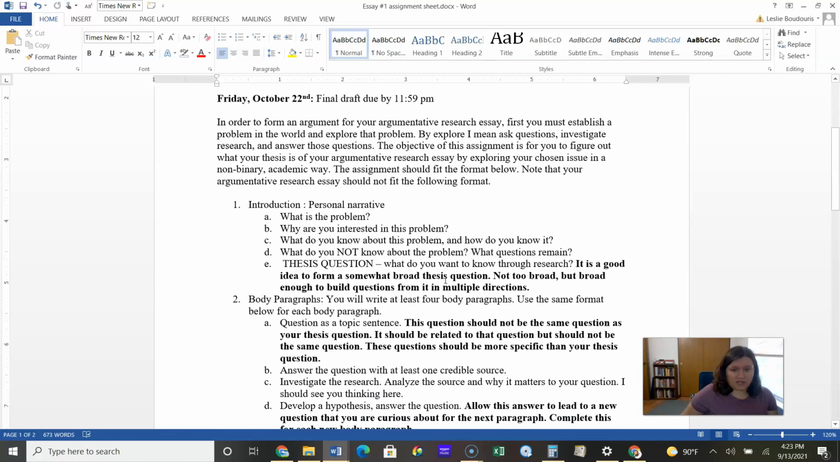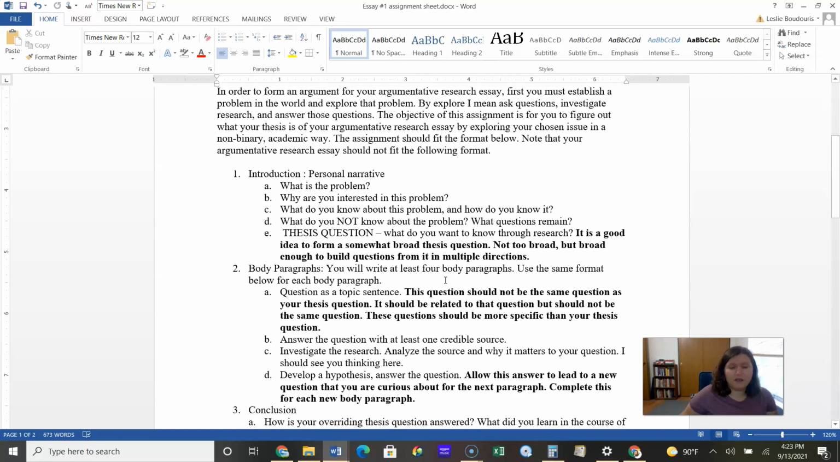And this is 6 to 7 pages and should be double spaced. All of the essays this semester will be double spaced, MLA format with your header and all that good stuff. And your formal essays 1 and 2 this semester will be linked together by topic.